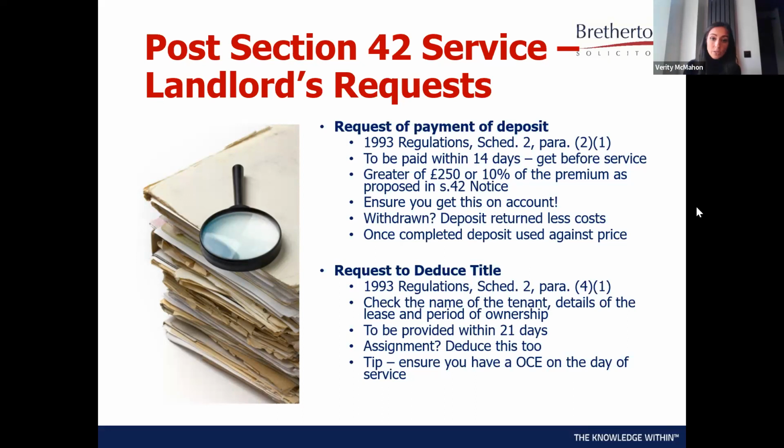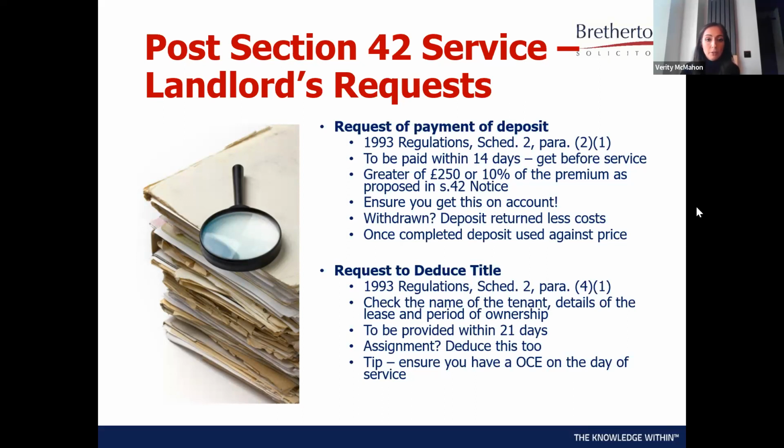Get this on account. If, for whatever reason, the lease extension is withdrawn or pulled out of, the freeholder's solicitor and the freeholder will use this against their own costs. So the deposit can be returned, but always less costs. And obviously the deposit will be taken from the premium agreed at the end of the process.